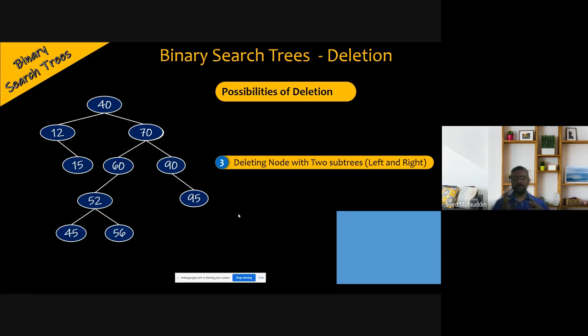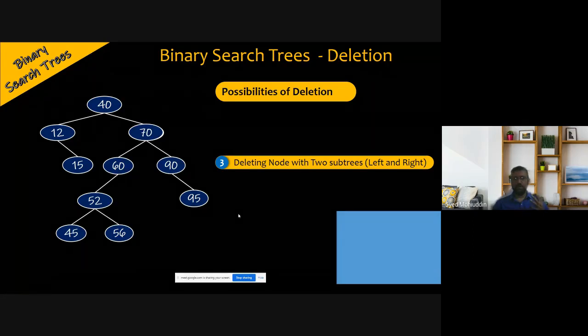There are three possibilities: deleting a leaf node, deleting a node with a left or right subtree, and deleting a node with both left and right subtrees. Deleting a leaf node is very easy. Just simply make the left or the right child in the parent node null. That deletes the leaf node.